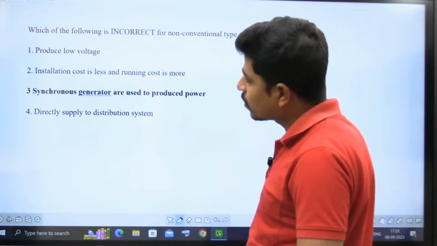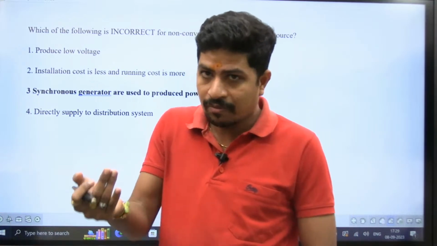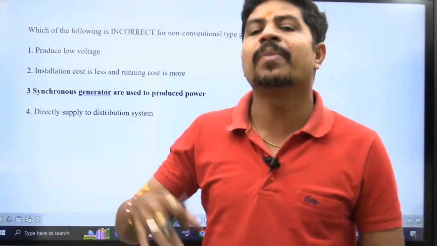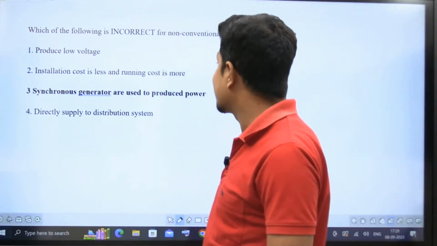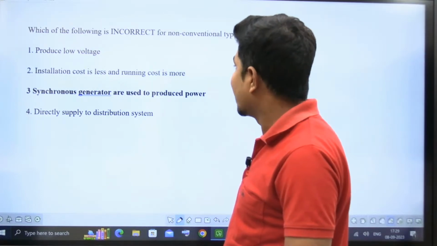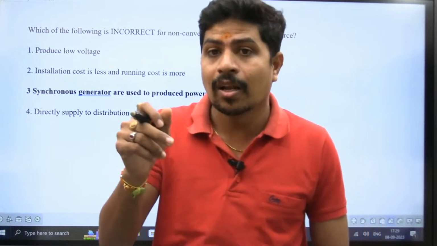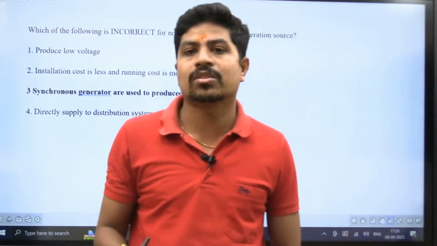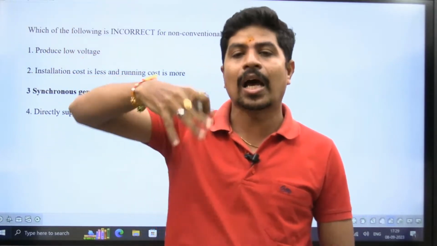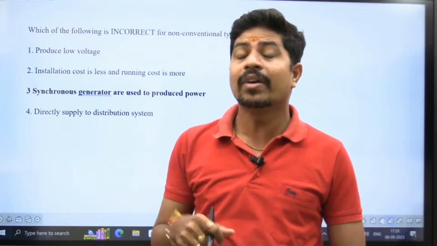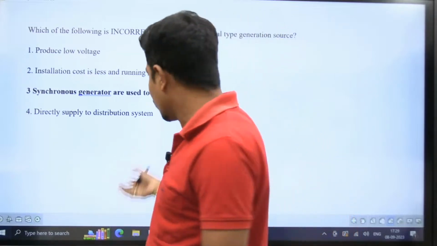Produces low voltage. Yes, it produces low voltage, and that depends on natural resources. Suppose you go for a wind power station, the wind speed may not be constant, therefore it produces low voltage. That is correct. Installation cost is less and running cost is more. No, absolutely wrong. The second statement is right, because for non-conventional the running cost is very, very less. Why? Because wind is the one which is running our turbine. Wind turbines are there, wind is running it, so wind comes free of cost. Installation cost is more, running cost is low. Therefore, the second is also wrong.